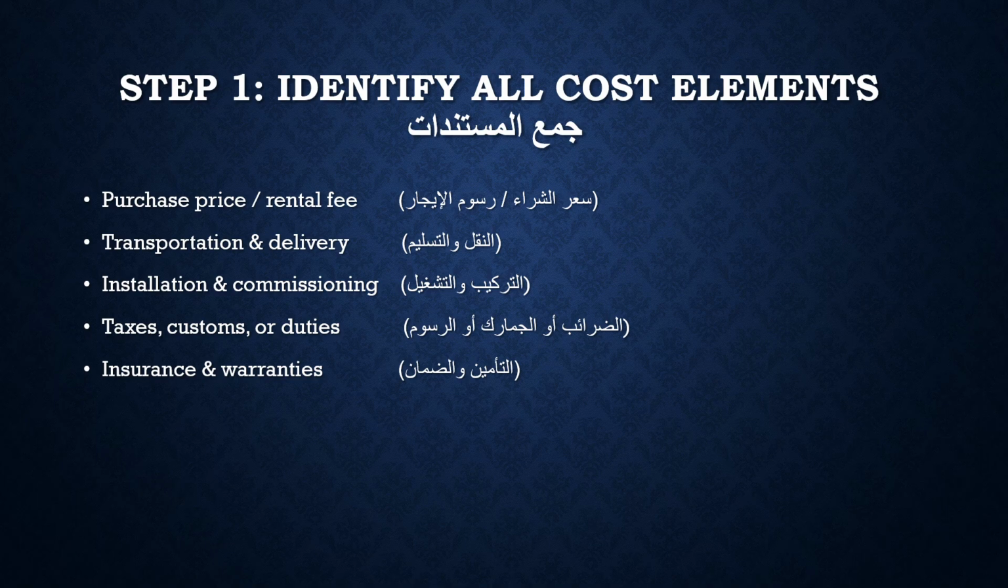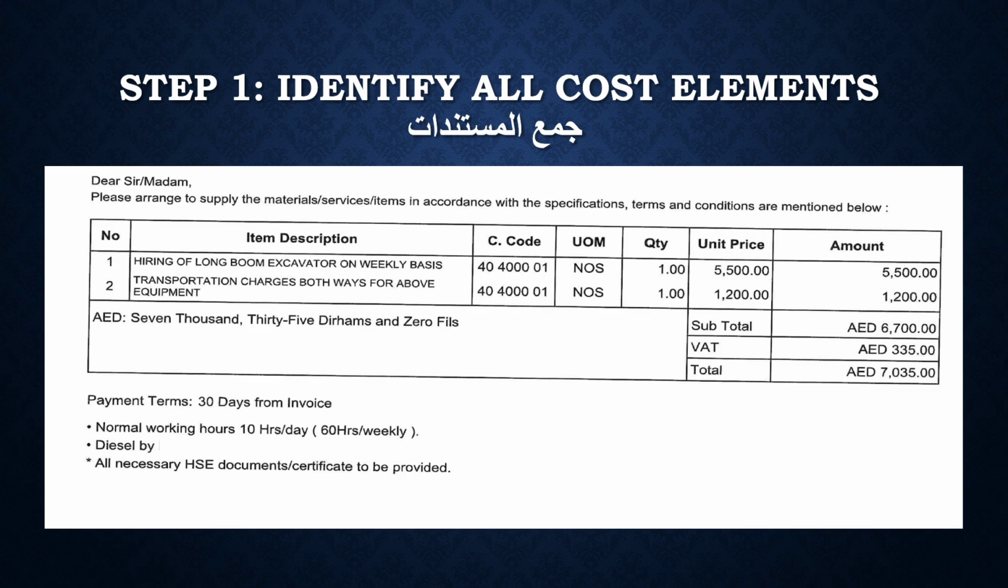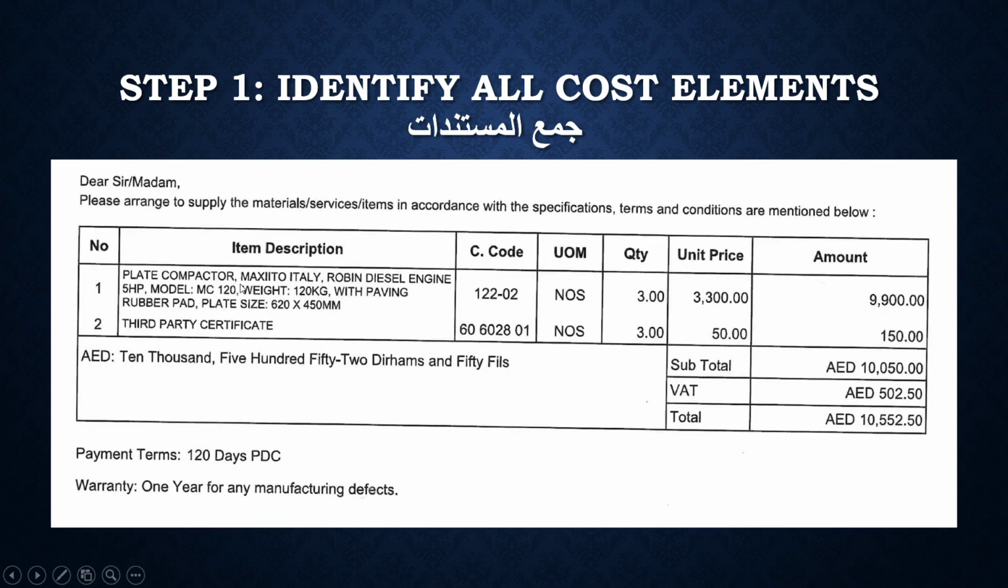For example, let's take a purchasing request for renting an excavator. And as you can see, it also includes the transportation charges, and we have another example of purchasing an equipment, like a plate compactor. Also, as you can see, beyond the purchasing cost, there is the cost of the third-party certificate. By capturing all these elements, we make sure that every equipment expenditure is accounted for, giving us a complete and accurate picture of the true cost.